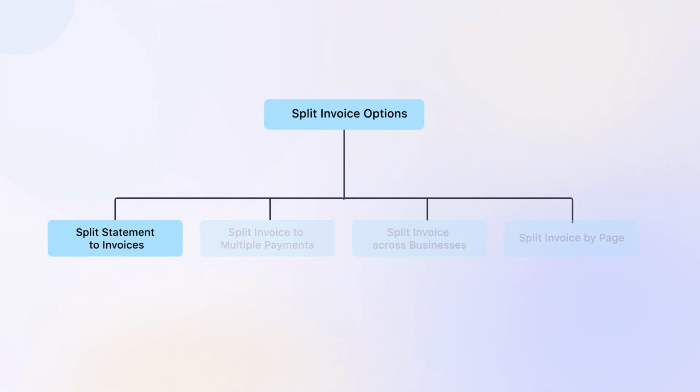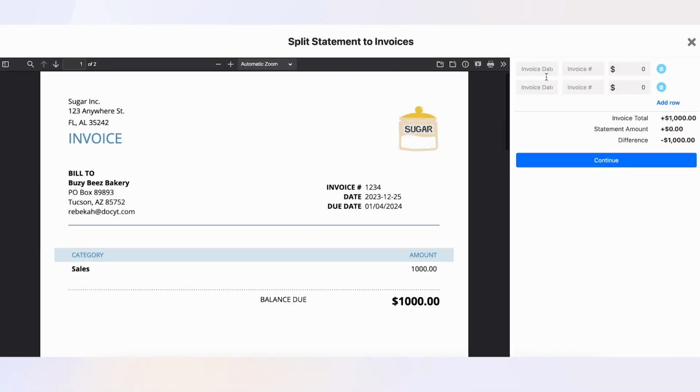If you have a statement that covers multiple expenses that require individual invoices, you can use this feature. The process involves breaking down a combined bill or statement into separate invoices, each tailored to a specific transaction or charge. This allows you to manage the transactions separately rather than dealing with one big statement that includes several items or services. To begin, select Split Statement to Invoices.